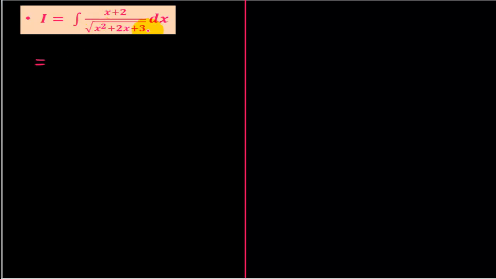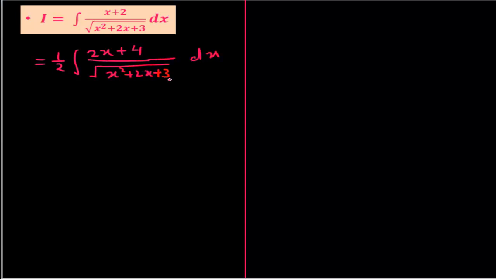You can see if this be differentiated, the derivative of x square will come 2x, but we don't have 2x here. So let us try to get 2x. In order to get 2x, we can multiply it with 2 and we can divide it by 2. So the numerator is multiplied with 2 and it is divided by 2. x square plus 2x plus 3 under the square root as it is.